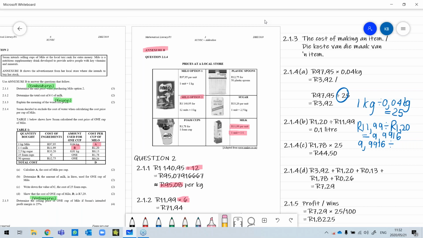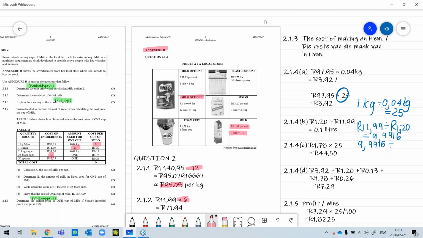Question 2.1.4C. We first have to calculate the value for C, which is given to us over here. Now we are going to calculate that by saying the cost of 25 foam cups. So we are going to calculate that by saying the cost of 1 cup, which is R1.78, and we are multiplying that by 25, which gives us an answer of R45.50.